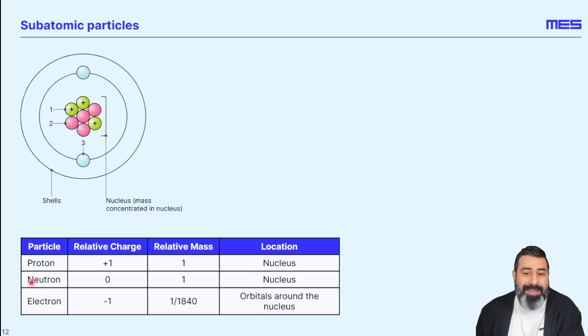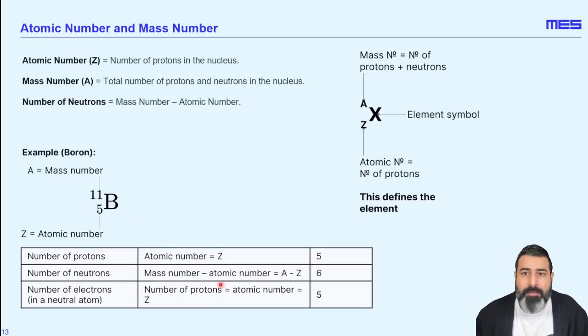Whereas the electrons, which is what we're interested in in chemistry, are found around the outside in energy levels or shells. Electrons have a relative charge of -1, and they have a fractional relative mass, way smaller than that of a proton and neutron. In fact, 1 over 1840. Very, very tiny. And these are in orbitals around the nucleus. Just while we're here, the radius of an atom is around 10,000 times bigger than the radius of a nucleus, and we need to know how to do those calculations as well.